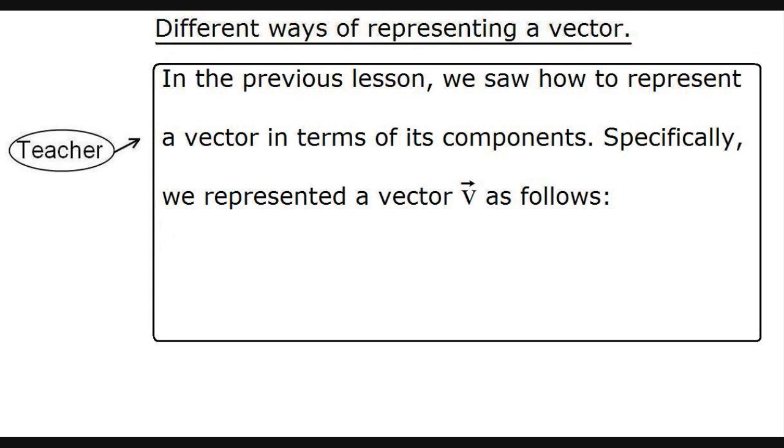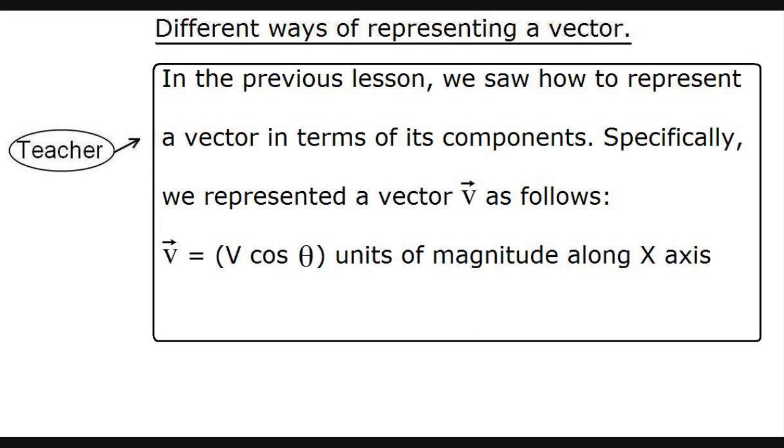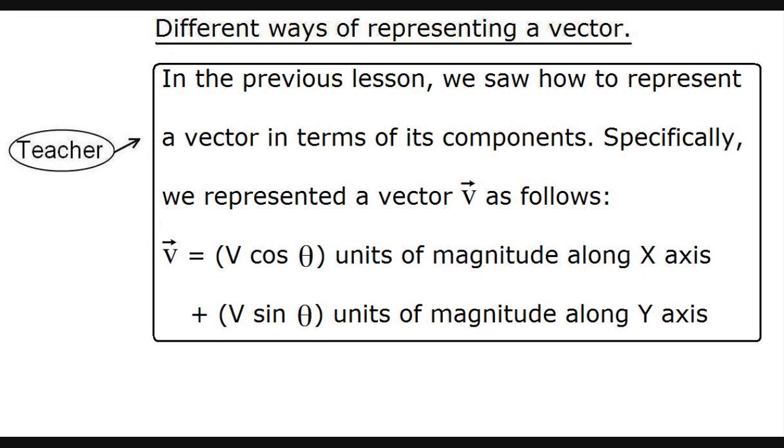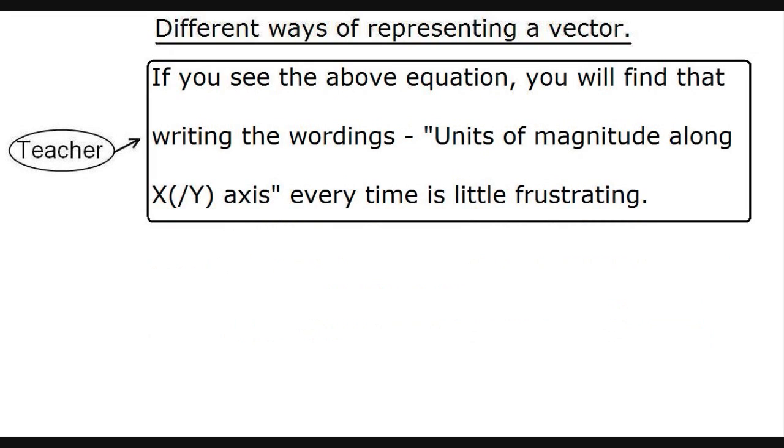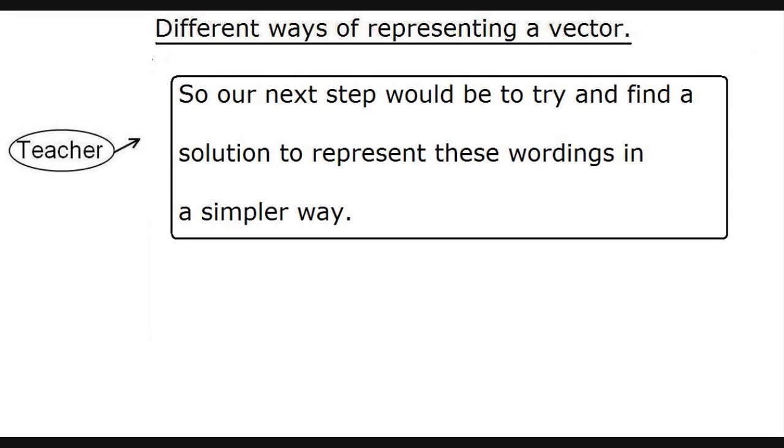Specifically, we represented a vector v bar as follows. V bar is equal to v cos theta, units of magnitude along x-axis, plus v sin theta, units of magnitude along y-axis. If you see the above equation, you will find that writing the wordings, units of magnitude along x or y-axis, every time is a little frustrating. So our next step would be to try and find a solution to represent these wordings in a simpler way.